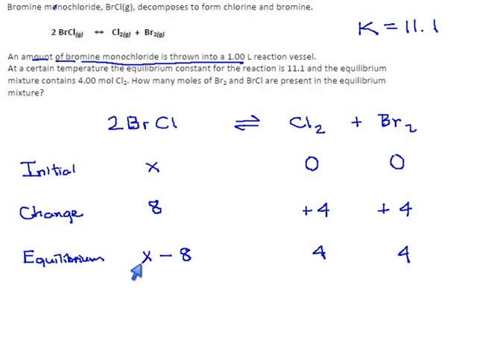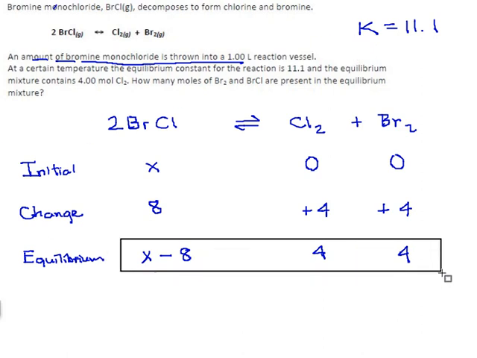Now, is there some way we can solve for this x? Or do we need to solve for this x? Let's see, they're asking how many moles of bromine and BrCl are present in the equilibrium mixture. Okay, so we got the bromine. We don't have this yet. Is there a way we could find it? Yes, there is, because we haven't used this equilibrium constant yet, and we can use that to tie these values together.